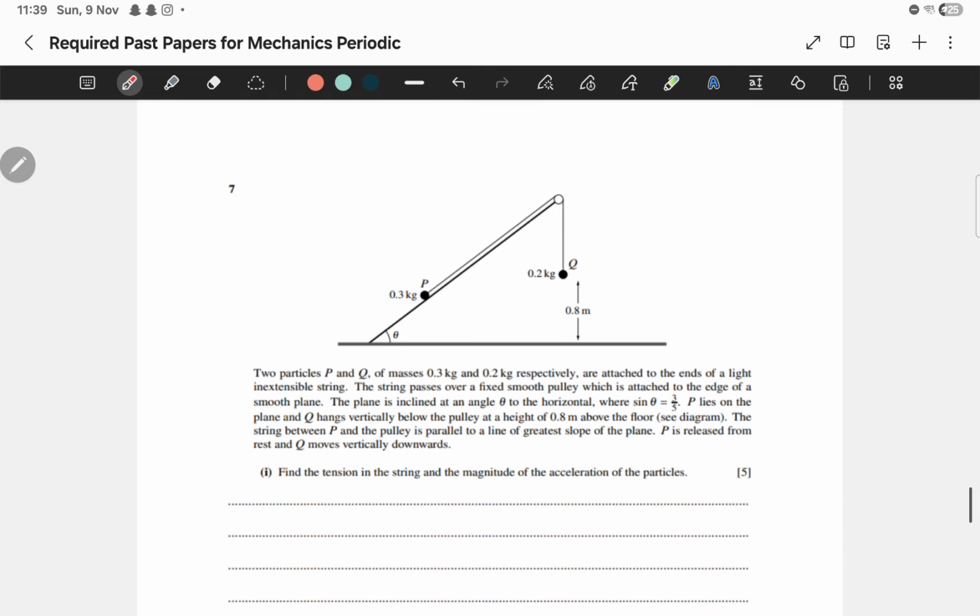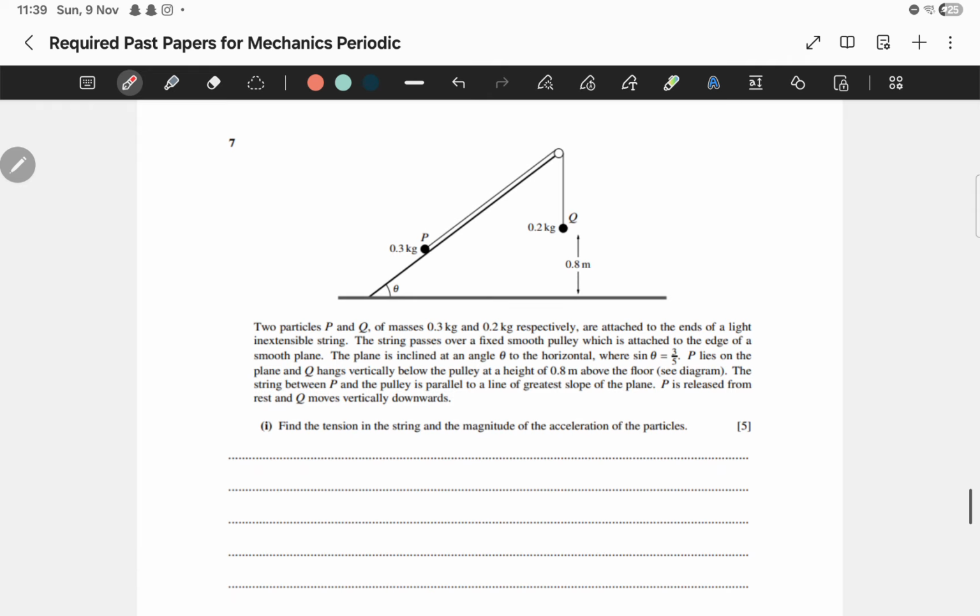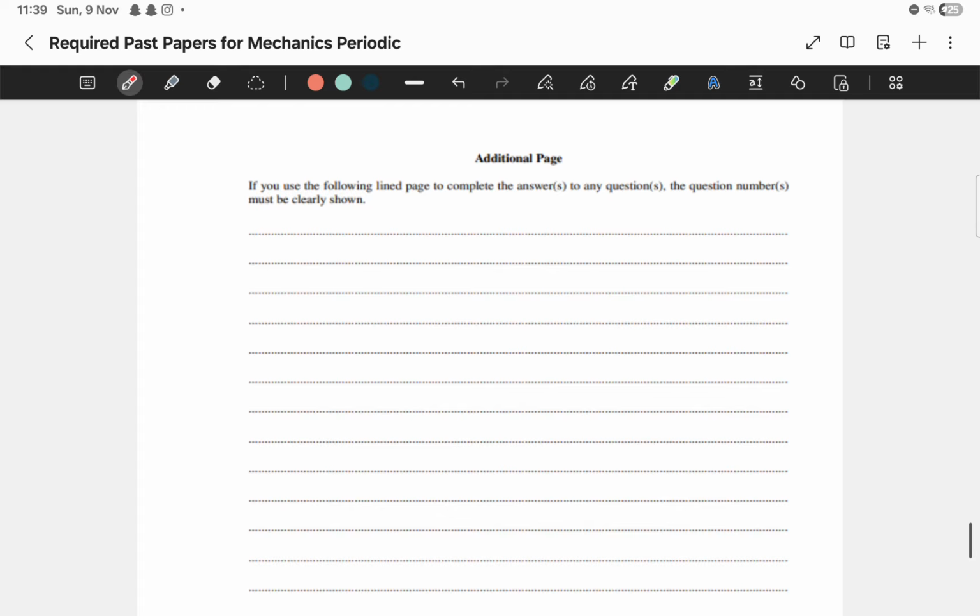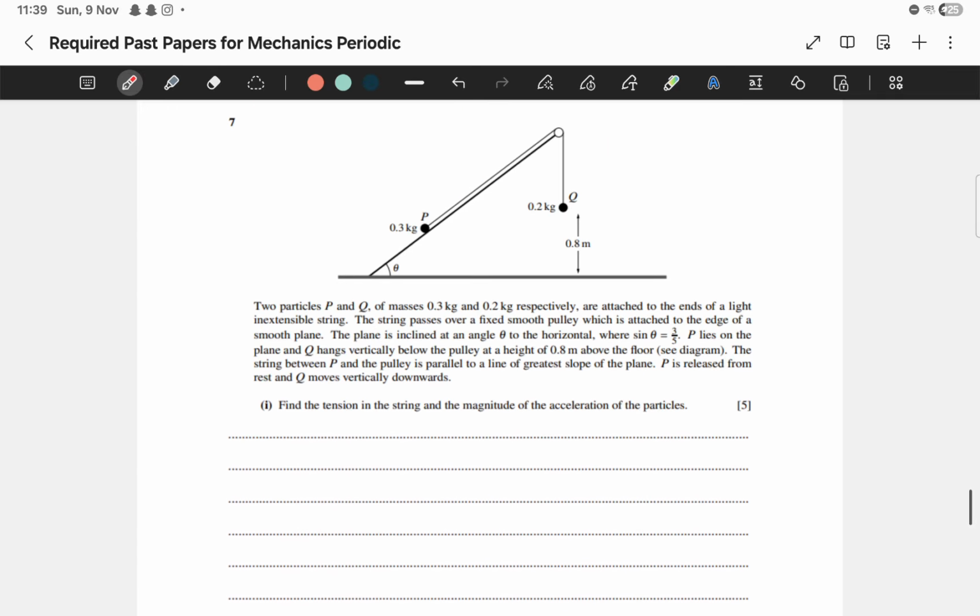Okay, now two particles P and Q of masses 0.3 and 0.2 respectively are attached. This is the last question. Two particles P and Q of masses 0.3 and 0.2 respectively are attached to the ends of a light inextensible string. The string passes over a fixed smooth pulley which is attached to the edge of a smooth plane. The plane is inclined at an angle theta to the horizontal, where sine theta is 3/5.